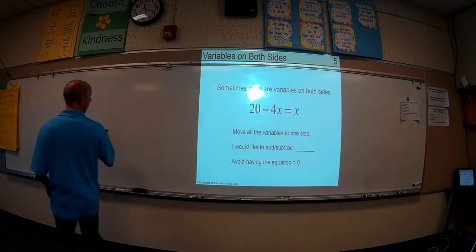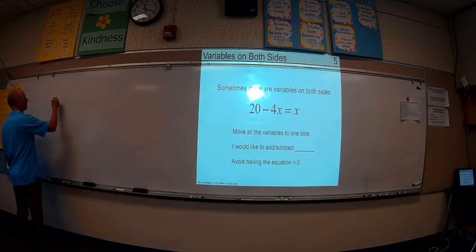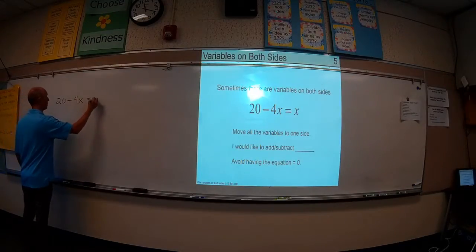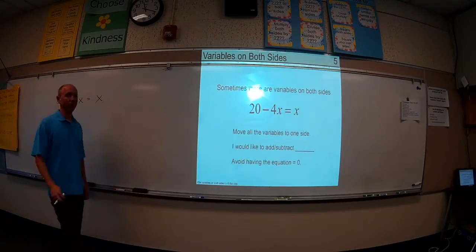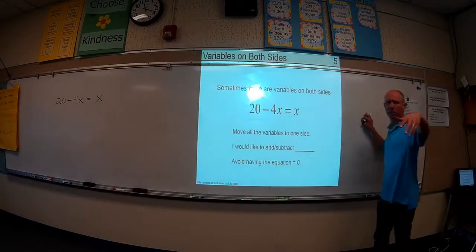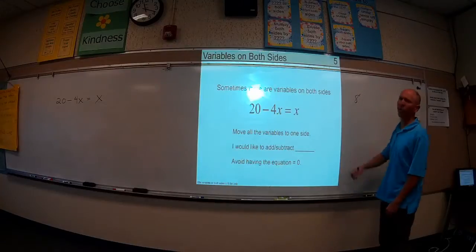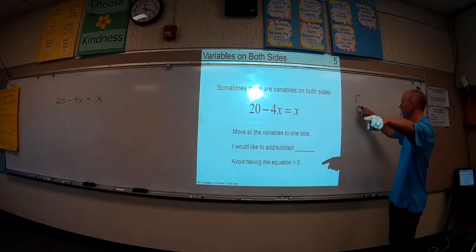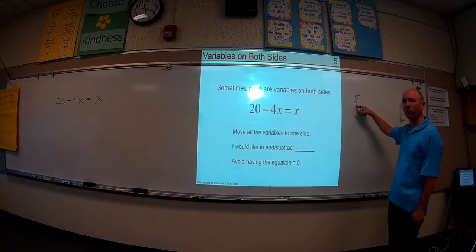We have 20 minus 4x equals x. And before I do too crazy, I want you to come over here. Don't write anything down, but just, here's the number 8. I want to make it go away. Mathematically, how do I make it go away? This guy right here, this 8. I want to make it go away.